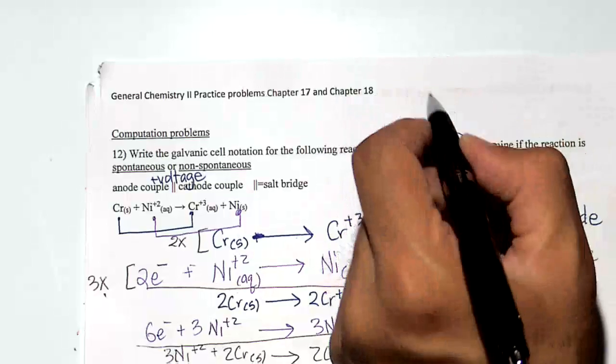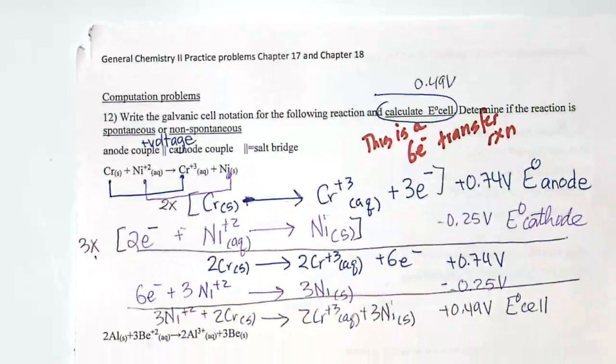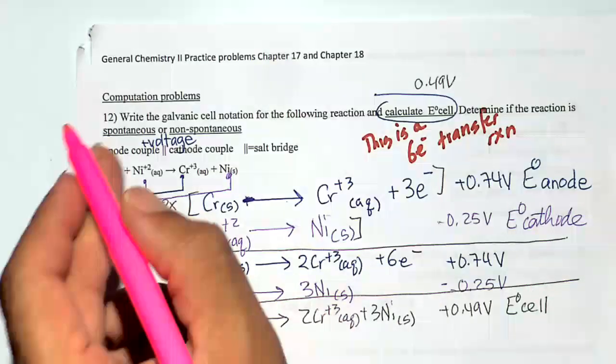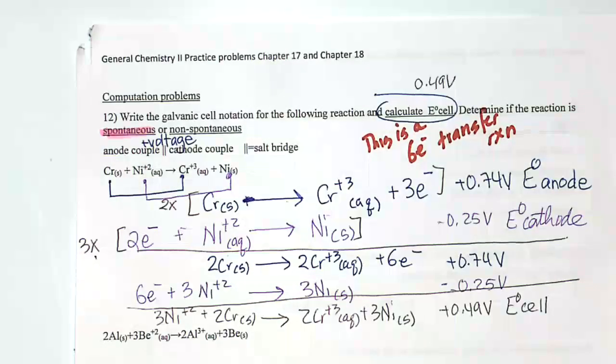So let's answer this question here. Calculating E cell, you're going to put positive 0.49 volts. Is this spontaneous? The answer is yes. Why did I say it's spontaneous? Because we have a positive E cell.